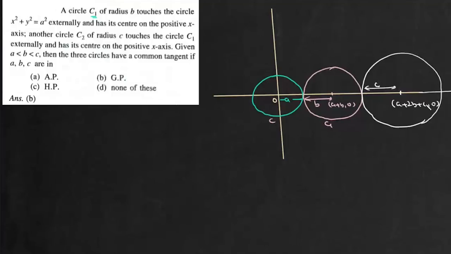Now it says given that a is less than b is less than c, then the three circles will have a common tangent if which of the following is true. So now these circles have a common tangent. Now we know that if three circles have a common tangent and they touch each other externally, then their radii are in GP. It's a standard result. So basically a, b and c are in GP, and that's your option B.